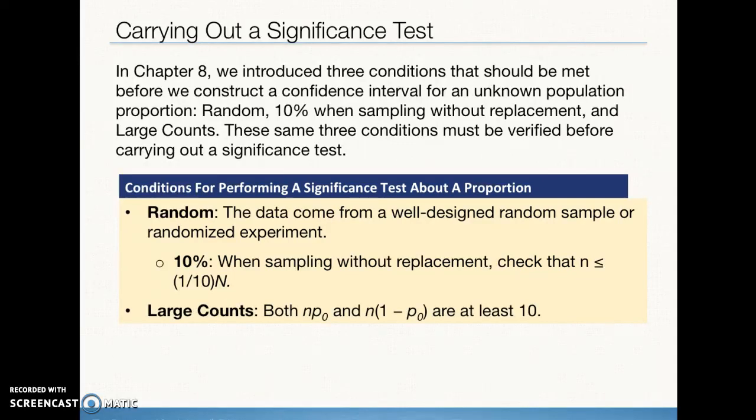And the last one is going to be our large counts or normal condition. Remember, for proportions, that's going to be our n times p and our n times 1 minus p. This time, the p that we're going to be using is going to be the one that we put into our hypothesis, our null hypothesis. Both of those counts of successes and failures need to be at least 10.